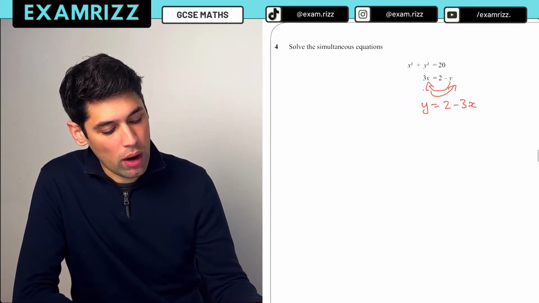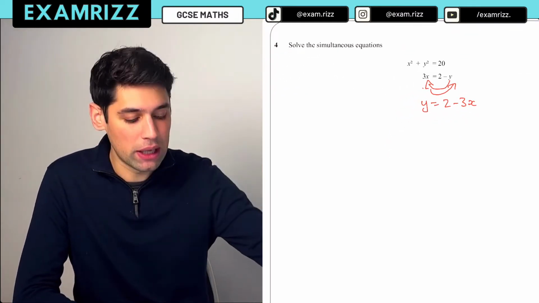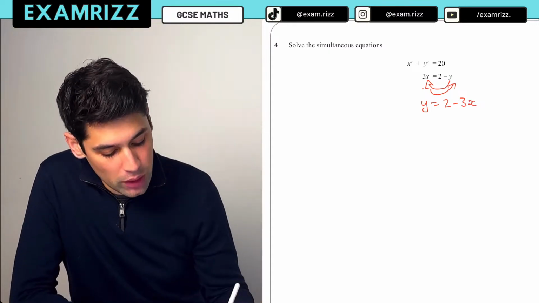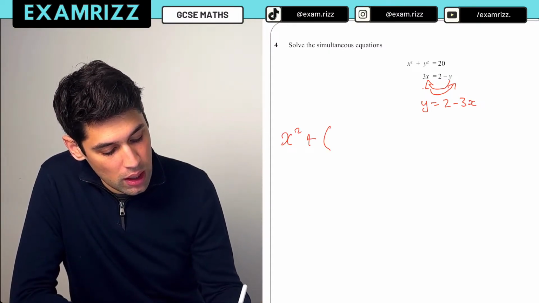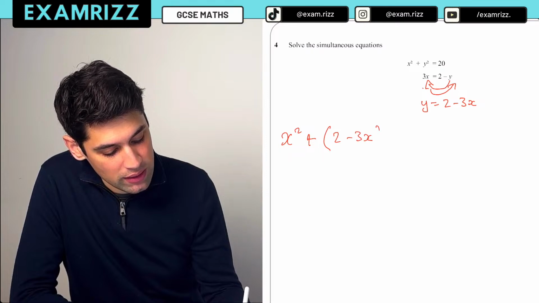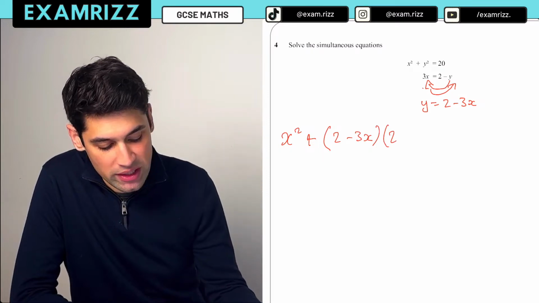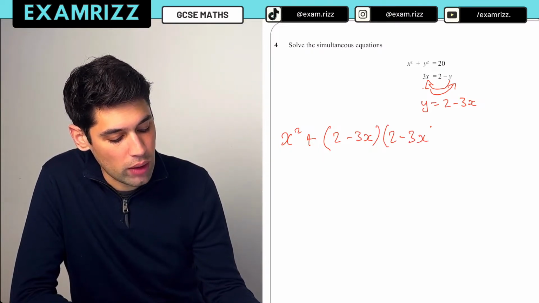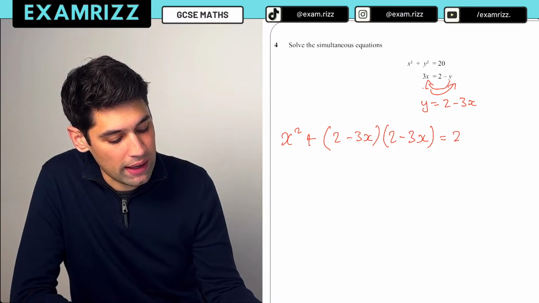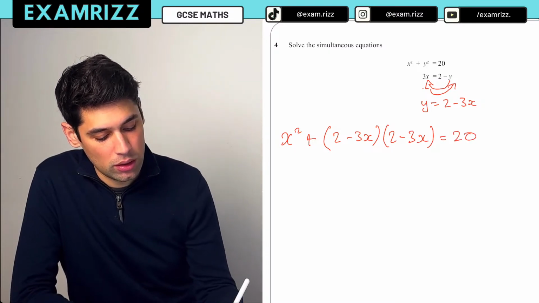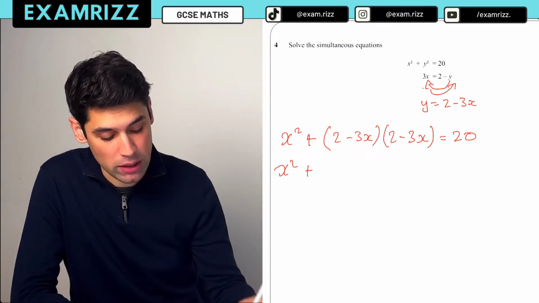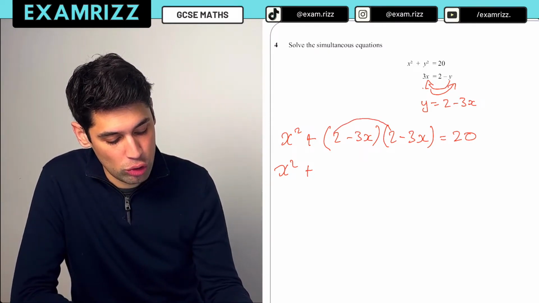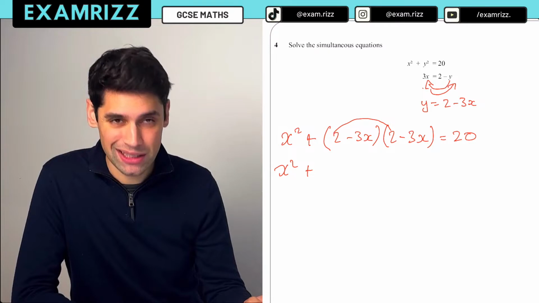So we're going to plug that y equals 2 minus 3x into the top equation, to create x squared plus (2 minus 3x), and I'm going to write it out next to itself straight away because I know we're going to be squaring this, so we may as well just write it out like that. So the x squared will stay as x squared plus. Now, let's be really, really careful about expanding these brackets. I know I zoomed through the last couple, but this time we're going to take our time.